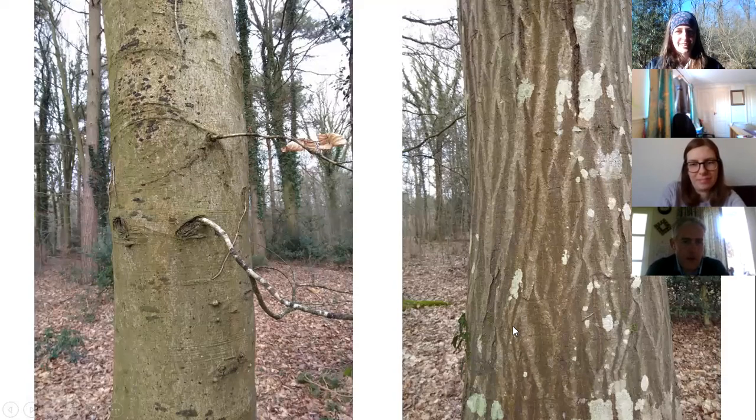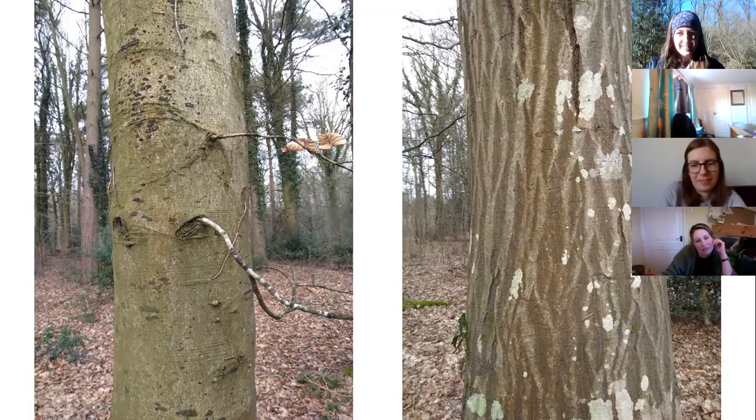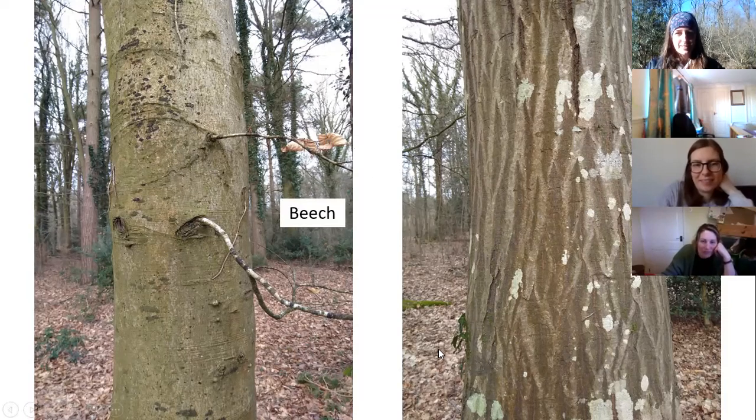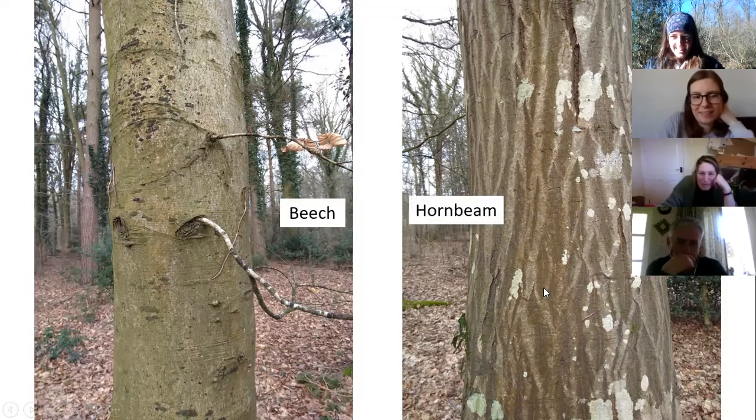Okay, another one. Last one. This is the last bark quiz. So the leaves of these trees, sorry if you can hear a chainsaw in the background. Did someone say beech? Yes, beech. Very good. Beech on the left. The leaves are quite similar of these two trees, but in this picture, the bark looks really, really different. Any guesses on the right? Hornbeam? Yes! Very good. Well done.